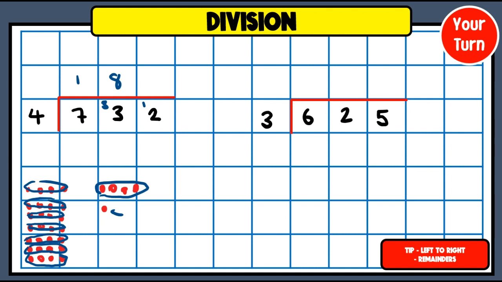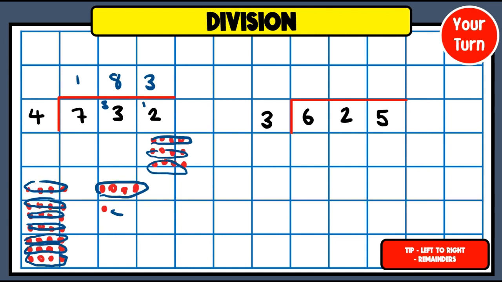Let's have a look, shall we? 1, 2, 3, 4, 5, 6, 7, 8, 9, 10, 11, 12. Ooh, goes in perfectly. We've got 1, 2, and 3. So it goes in 3 with no remainders. So the answer is 183.